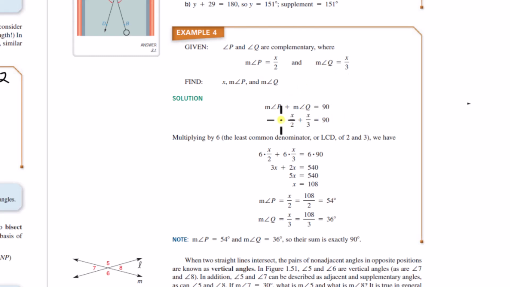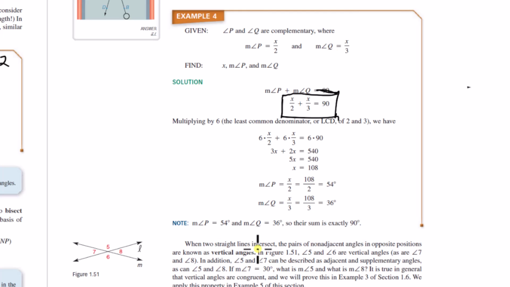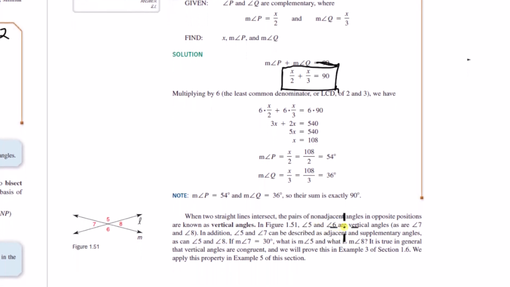So it really just comes down to, after you understand that, well, here's a linear equation in one variable from algebra. When two straight lines intersect, the pairs of non-adjacent angles in opposite positions are known as vertical angles. Okay, so let's read this again. Vertical angles are important. When two straight lines intersect, here are two straight lines, the pairs of non-adjacent angles in opposite positions. So what are they saying here? The pairs of non-adjacent angles.